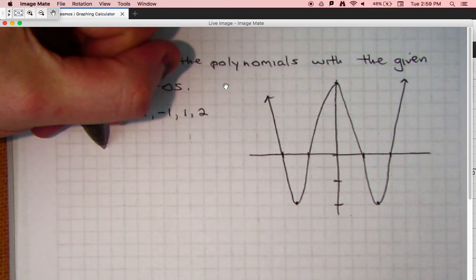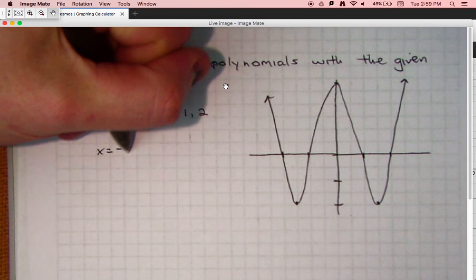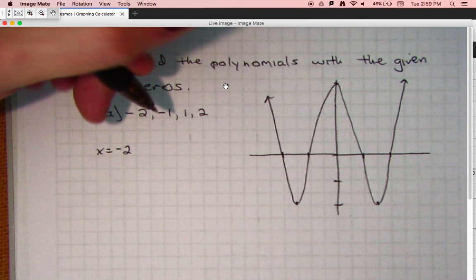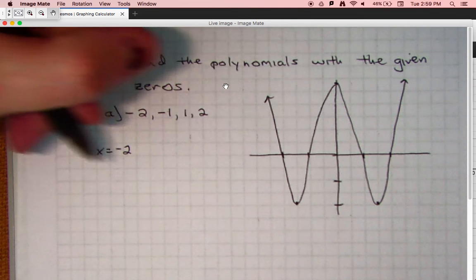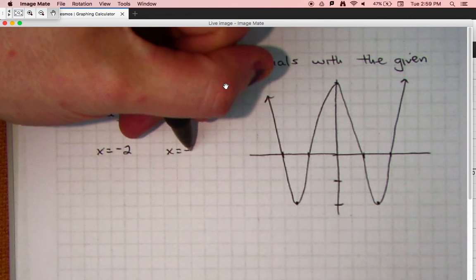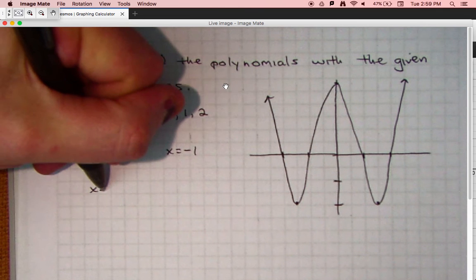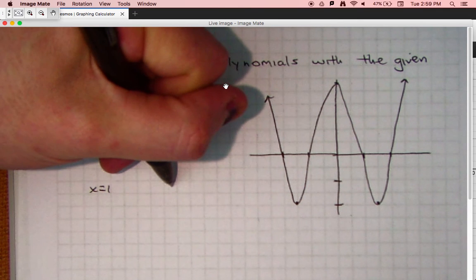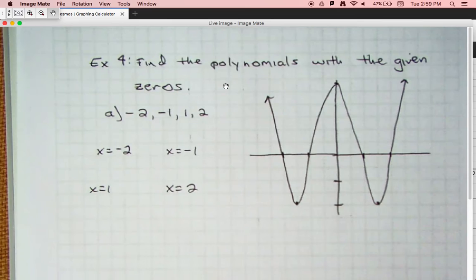So really, what does that mean? That means that x equals -2, x equals -1, x equals 1, and then x equals 2. So that's what we always ended up with. Now working backwards, the next thing we had was a bunch of factors. So we had a bunch of stuff in parentheses equal to 0.